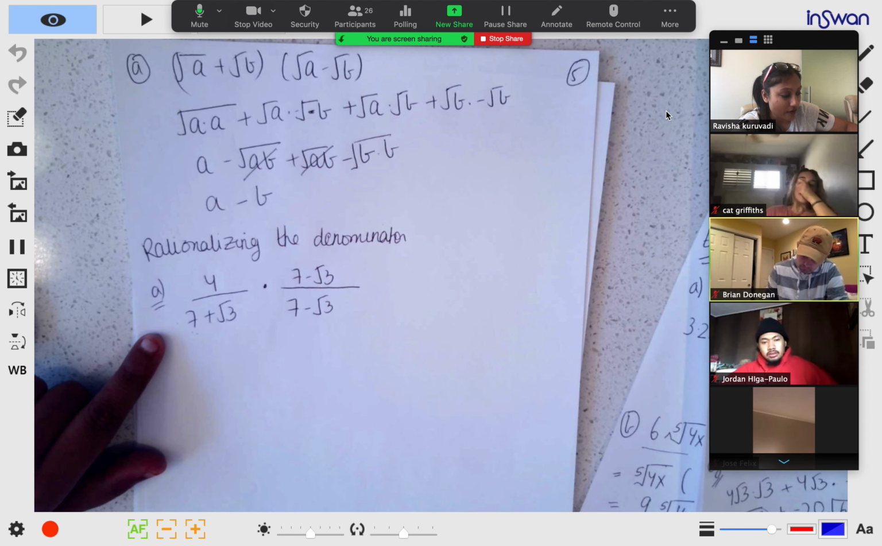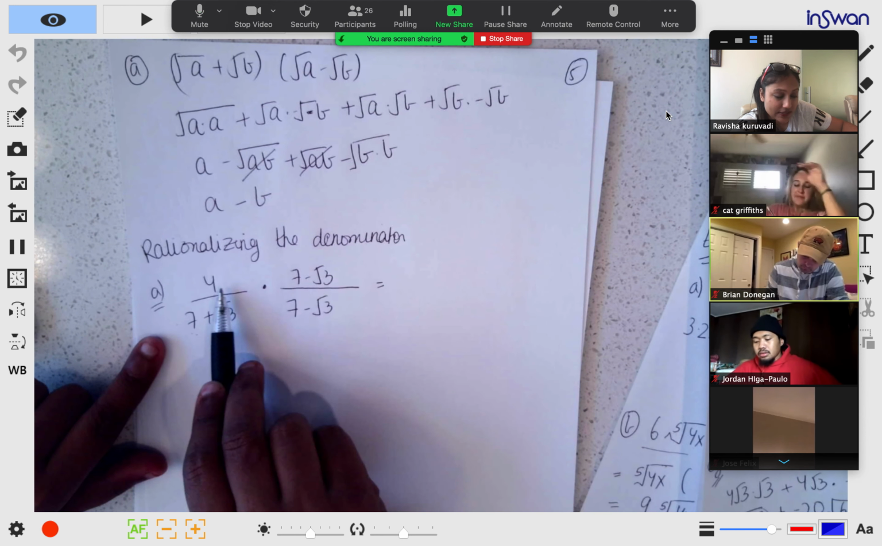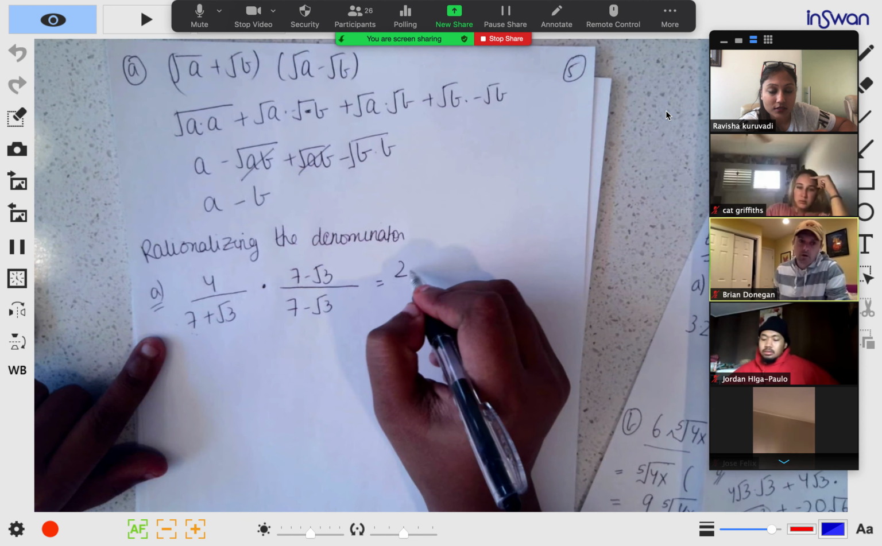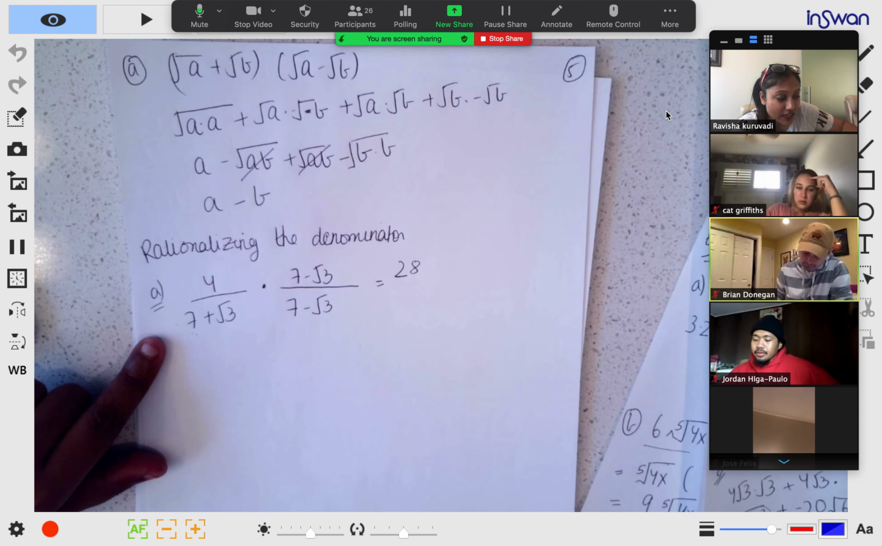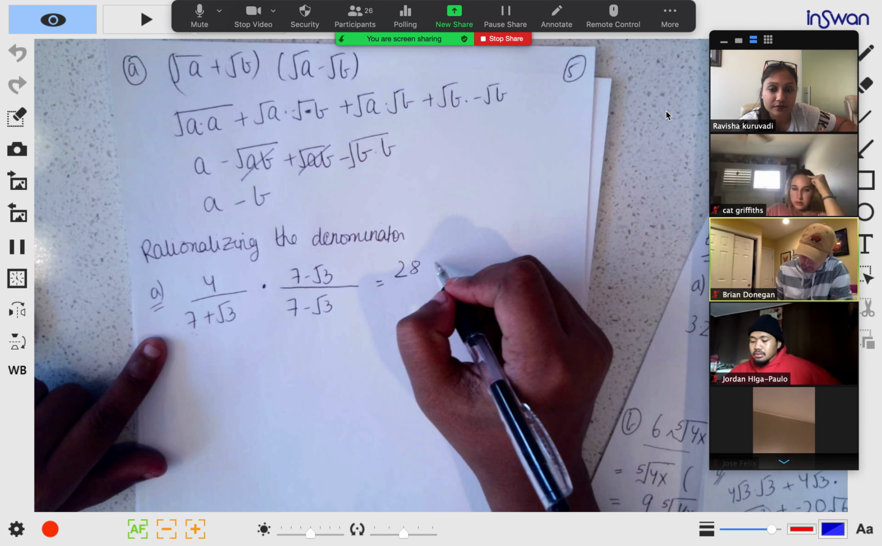When you multiply, you're gonna multiply 4 with each and every term here. 4 times 7 becomes 28. 4 times negative root 3 becomes negative 4 root 3.